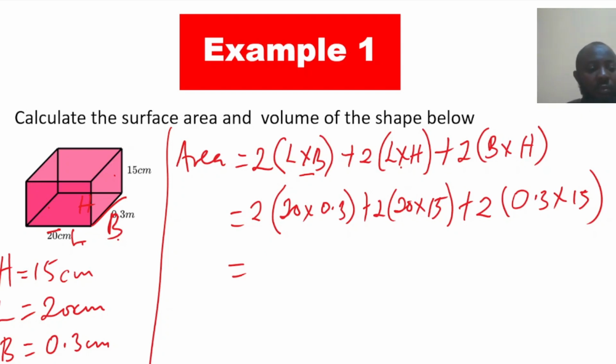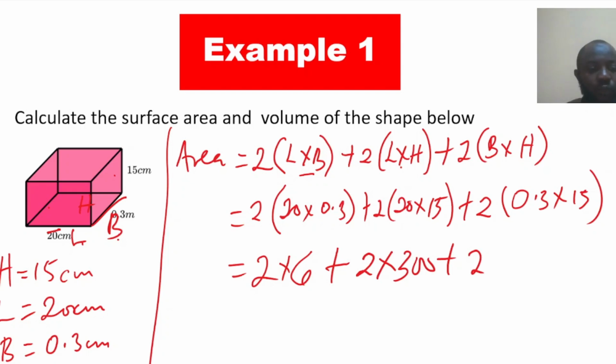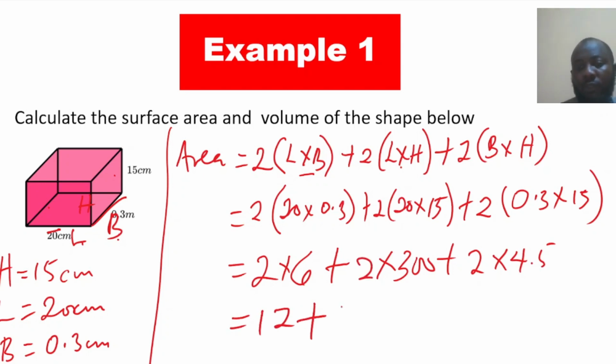To be faster, let's make use of this calculator here. So 20 times 0.3, that gives 6. So that is going to be 2 times 6 plus then 20 times 15, that is 300, so 2 times 300 plus 2, then 0.3 times 15, that is 4.5, times 4.5. So this will give us 12 plus 600 plus 9.